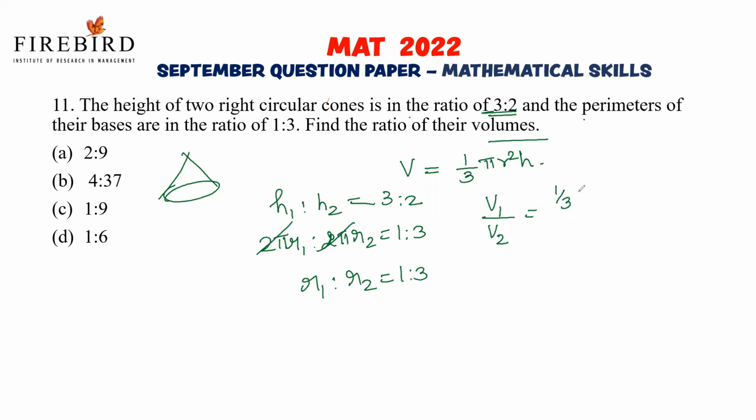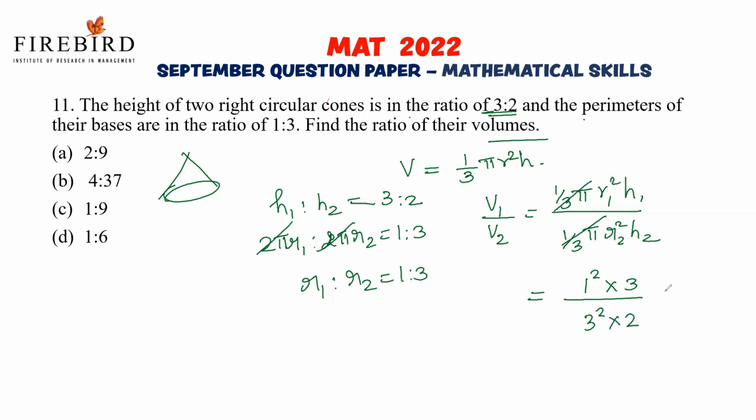So 1 by 3 pi r1 square h1 divided by 1 by 3 pi r2 square h2. The 1 by 3 pi and 1 by 3 pi will get cancelled. So r1 square is 1 square into h1, 3, over r2 square, 3 square into h2, 2. So 3 divided by 3 square into 2. 3 and 1 by 3 will get cancelled. You'll get 1 by 6. That is 1:6 as your ratio. Okay, this is your answer.